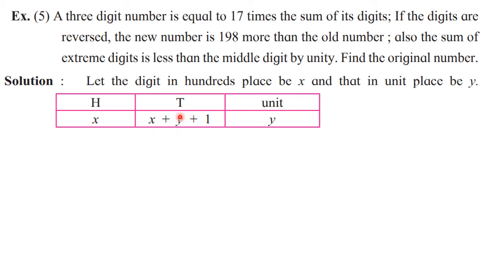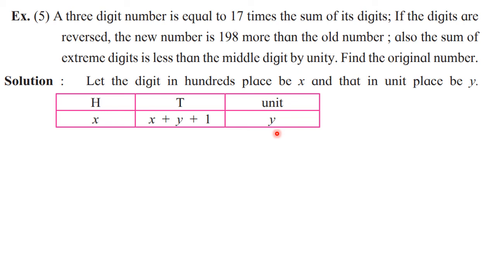So this is the digit at the hundreds place, this is at the tens place, and this is at the units place. Now by using these digits, we can write that 3-digit number. Here you have to multiply by 100, plus here you have to multiply by 10. You will write this in a bracket, and plus the units place.